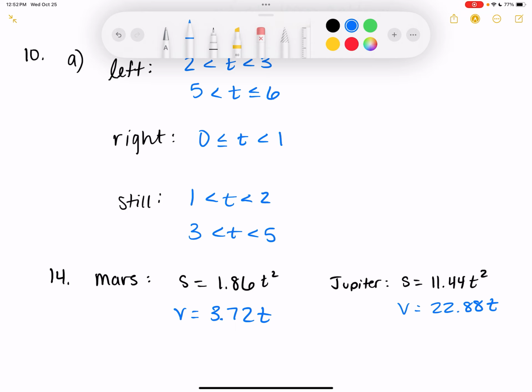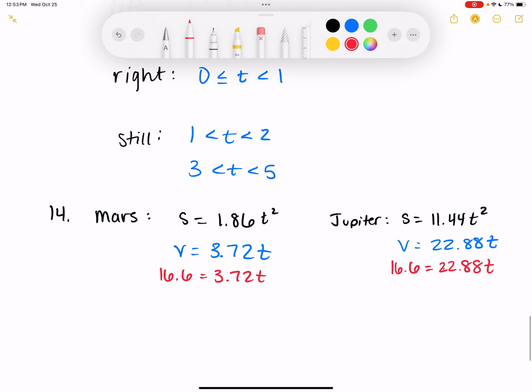So now that I have that, it says how long would it take a rock falling from rest to reach a velocity of 16.6 meters per second on each planet? So basically, we're changing V out for 16.6 in both equations and solving for T because we want to know how long it's going to take. So I've got 16.6 is equal to 3.72 times T, and then the other one, 16.6 is equal to 22.88 T. Then in both cases, I'm just dividing by the number that's with T.